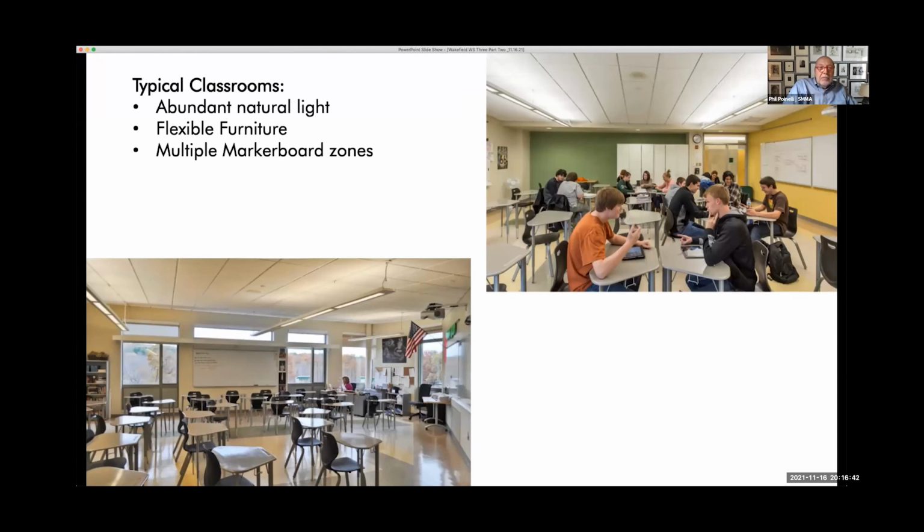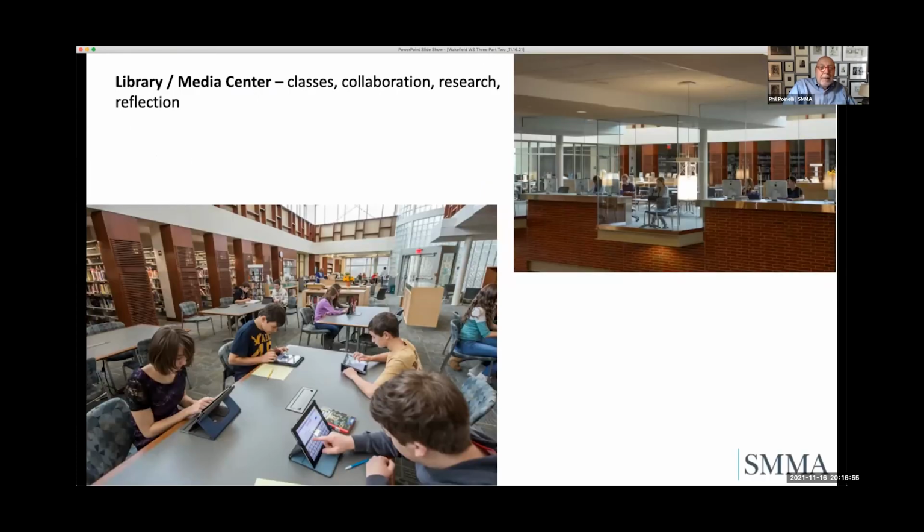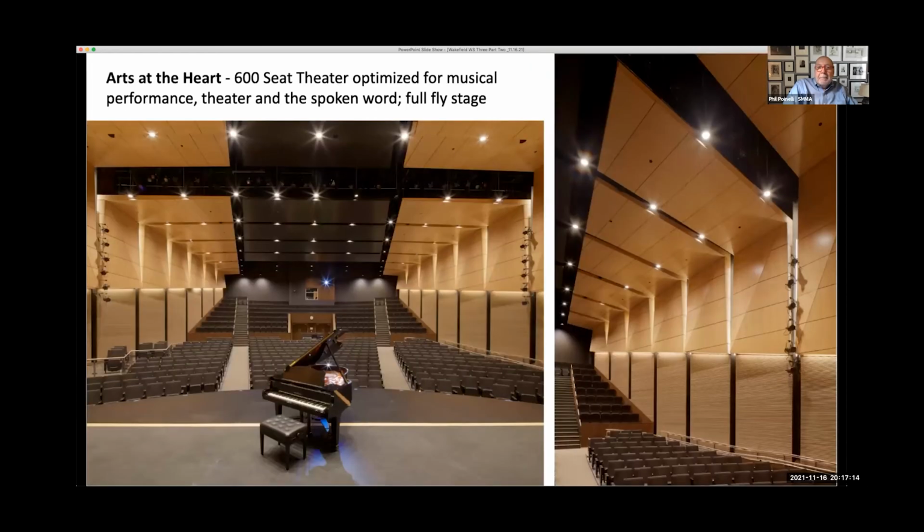A lot of abundant light in the classrooms and marker boards everywhere. So they're really being able to create zones of learning within the classroom. Library, again, full of light in and of itself, and then off to the right is the glass wall overlooking the dining commons. So we're seeing that in the upper right-hand corner.